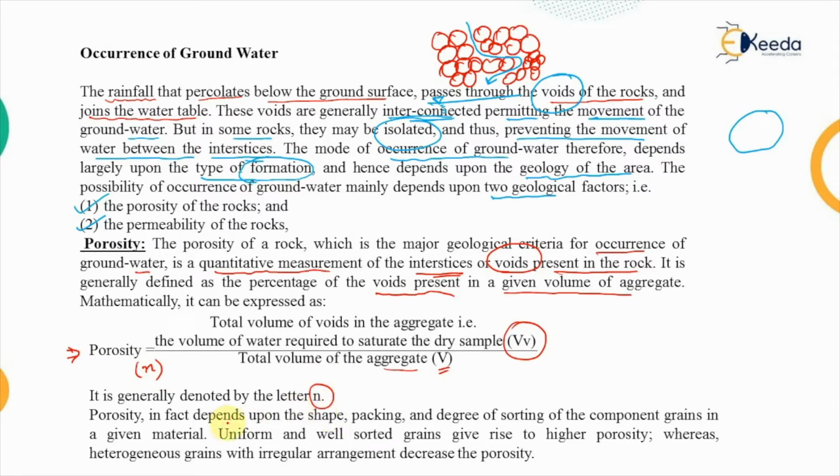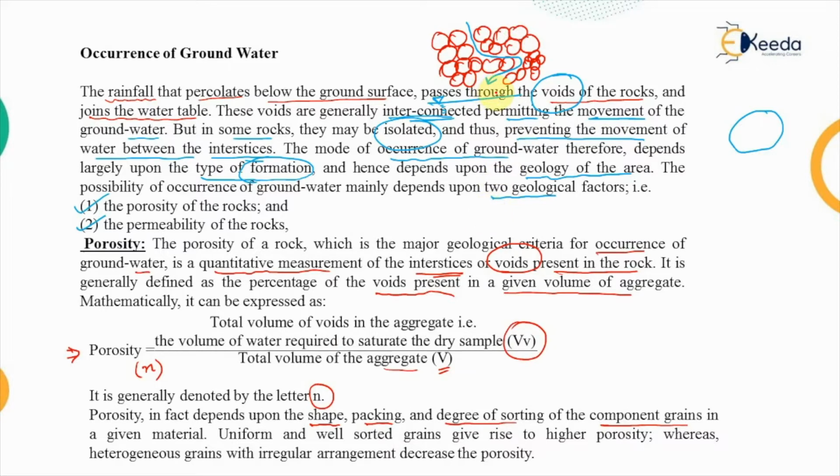This porosity will depend upon the shape, the packing and the degree of sorting of the component grains in a given material. As I've told you, if the voids are available, that means the packing of the different components, if all of these spherical surfaces are the components of a particular material, then the packing, sorting and shape of the material will dictate the porosity, whether the rock is porous or not.